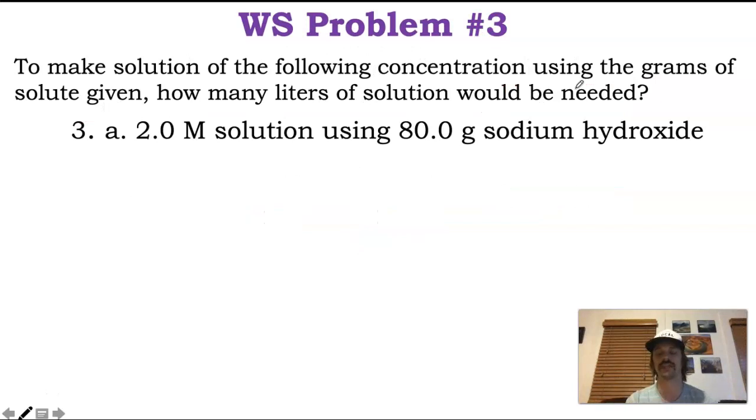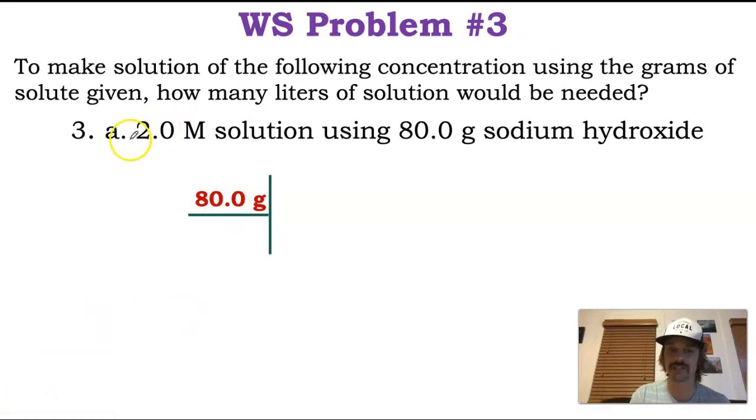Section 3, the last on the front. To make a solution of the following concentration using the grams of solute given, how many liters of solution would be needed? So in this case, I'm given mass and molarity and asked to go to liters. So remember, if I'm given mass, I start with mass and first go to moles. I use this molarity to get between moles and liters. But in order to use this molarity to get between moles and liters, I first need to go to moles.